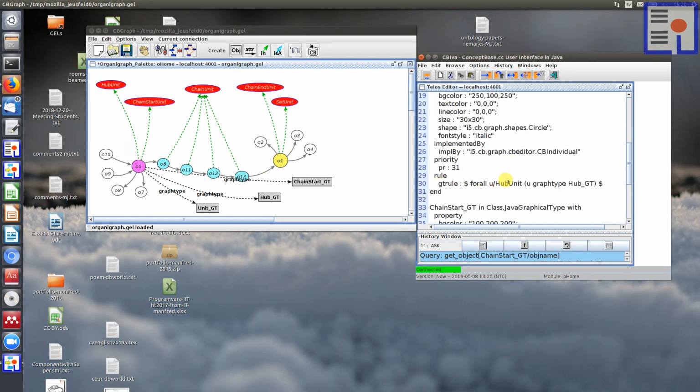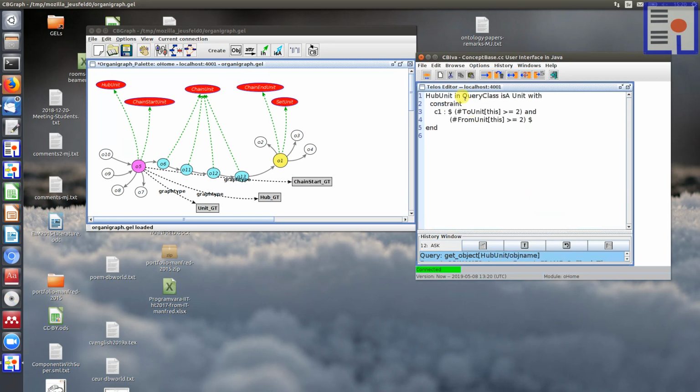So the membership rule here is every instance of hub unit gets this graphical type. So hub unit happens to be a query class, that we had a look at before. So at least 2 inputs and at least 2 outputs. So that's how we select the suitable graphical type. It will be this hub graphical type because it has the highest priority of all the graphical types of this object here. Good.